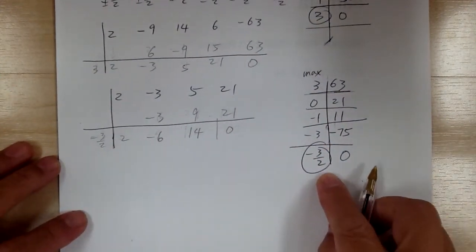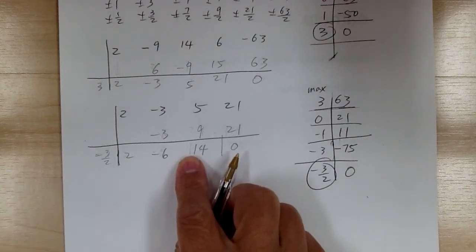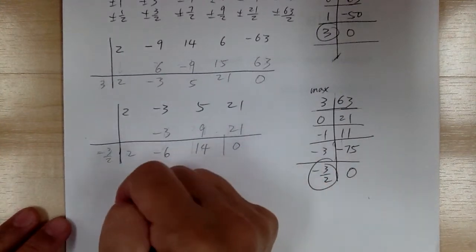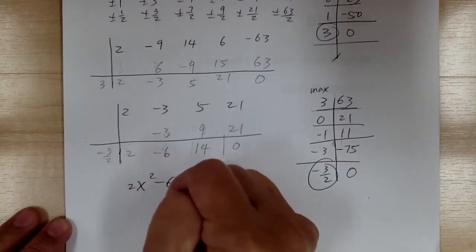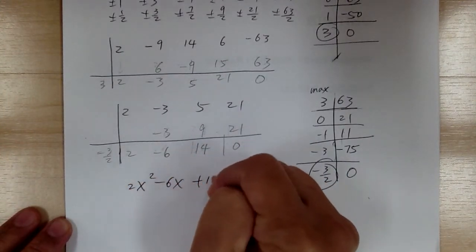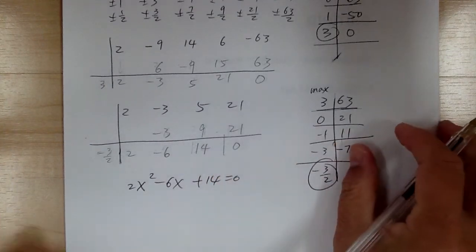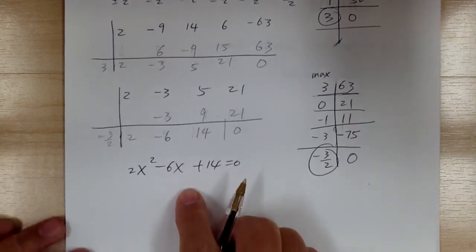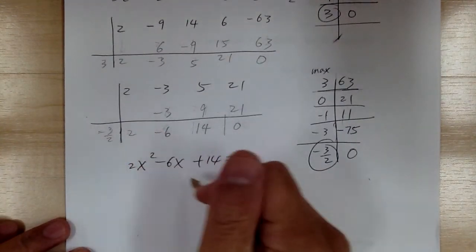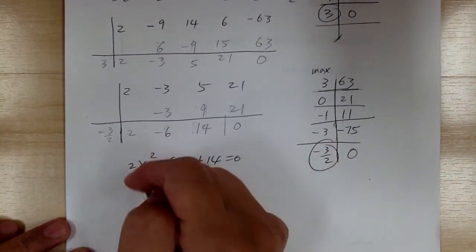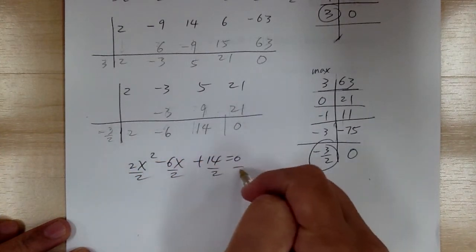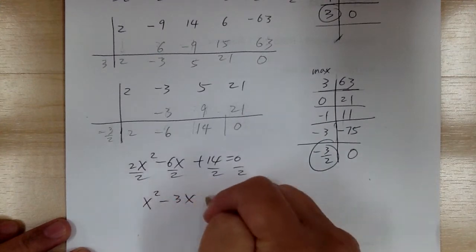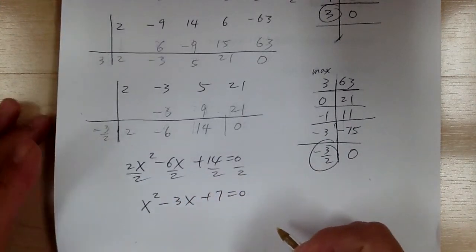Once we find this, we can use the quadratic formula or factoring to solve the rest. So you got 2x squared minus 6x plus 14 equal to 0. This one is not factorable, so we have to use the quadratic formula. But before we do that, let's divide by 2 to lower the numbers, so it's easier to do. So you got x squared minus 3x plus 7 equal to 0.